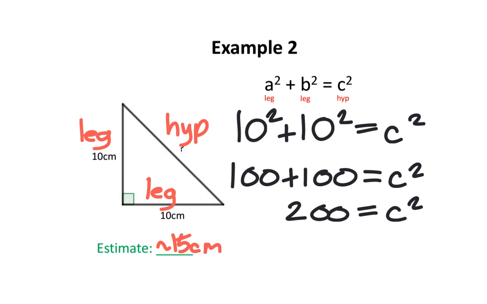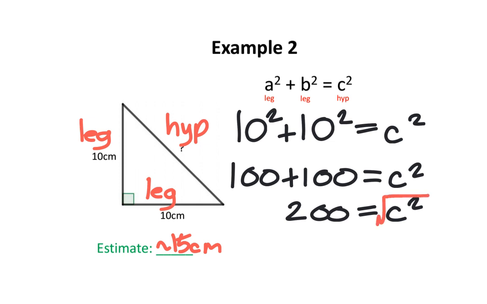Something looks off here. This 200 is very different from our estimate of about 15 centimeters. There is no way this hypotenuse can be 200 centimeters long, so there's something we still need to do. I want you to take a look at c. It is being raised to the exponent of 2. If you recall, the opposite of an exponent is a square root. So I'm going to write a square root over this.